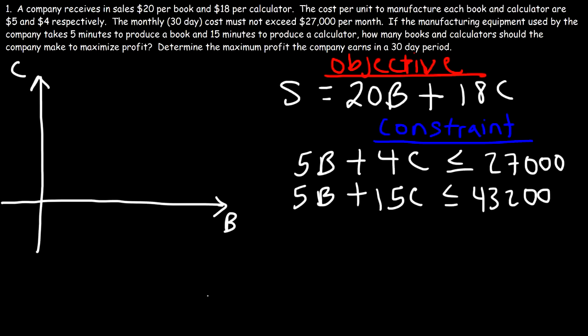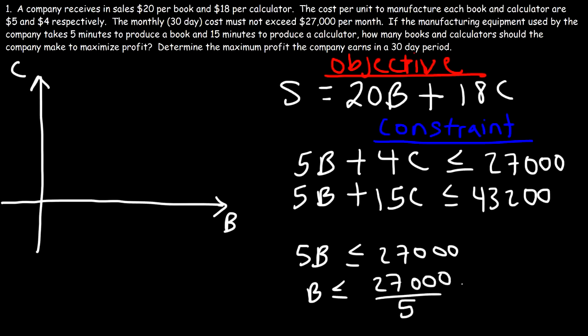And let's find the intercepts. So let's replace C with 0. If we do so, this will disappear. And so 5B is less than or equal to 27,000. And so B is going to be 27,000 divided by 5. And so that's going to be 5,400.